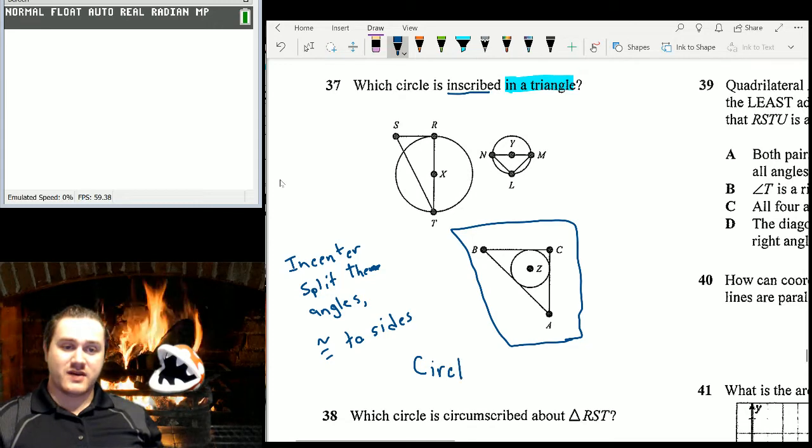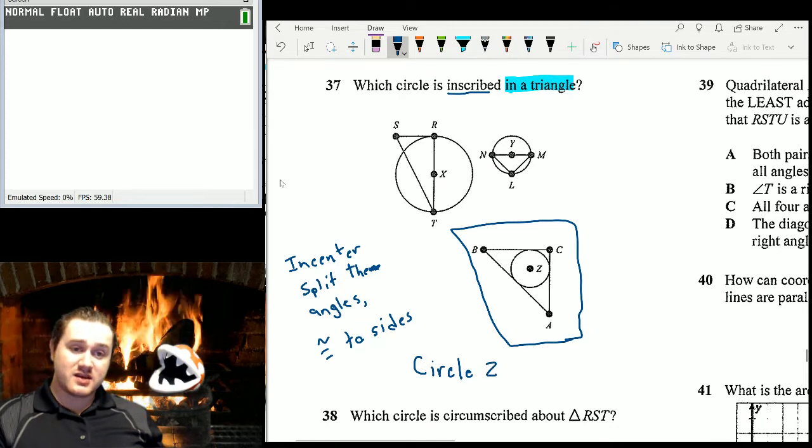Again, it's very good with the wording on it, so you can actually see it. In a triangle means inside, so that works very well for you.